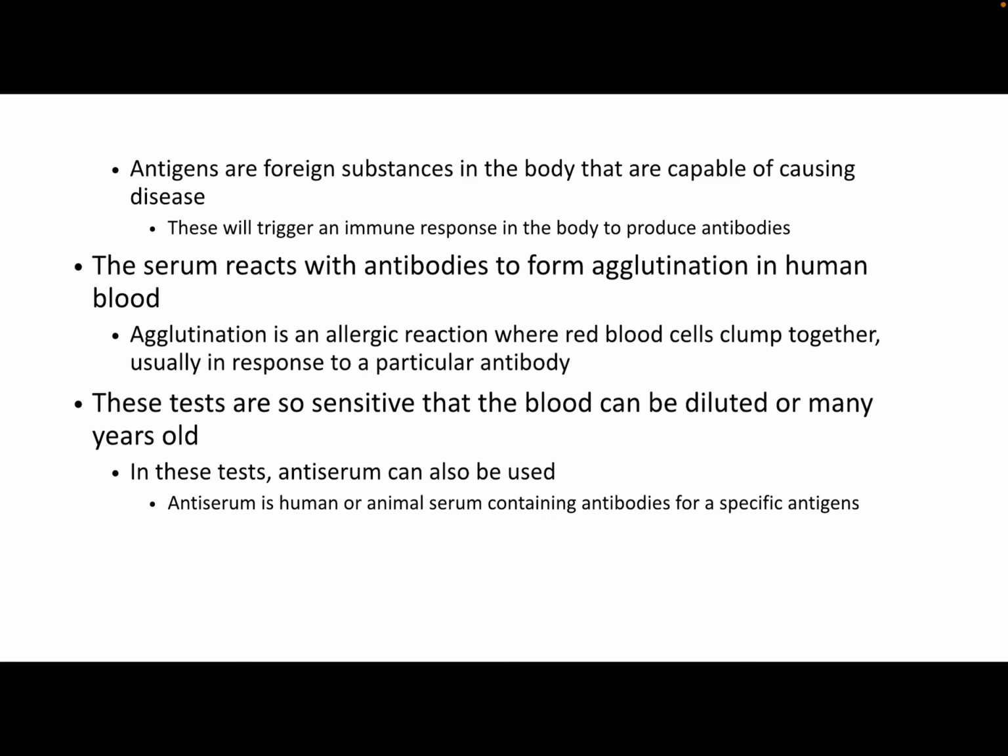Anti-serums can be human or animal serum that is specific to a certain antigen. So we'll typically see this whenever we are testing for blood types. We will have serums that specifically target the different antigens of the different blood types.